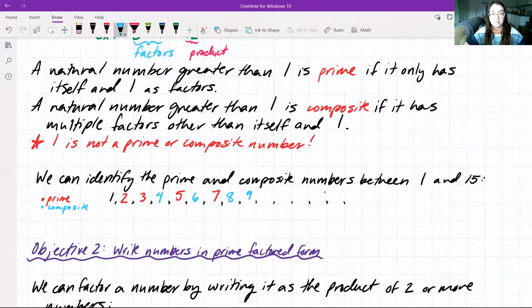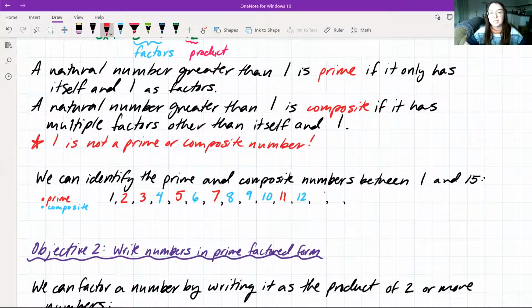Then we have 10. 1 and 10 are factors of 10, and so are 2 and 5. So 10 is composite. For number 11, the only factors are 1 and 11, so 11 is a prime number. Then moving on to 12, which we identified earlier as having the factors of 1, 2, 3, 4, 6, and 12. 12 is a composite number.